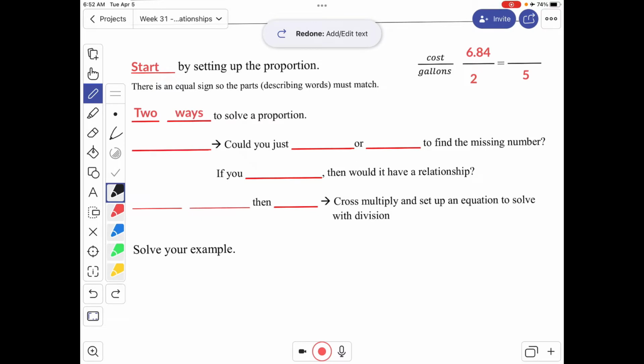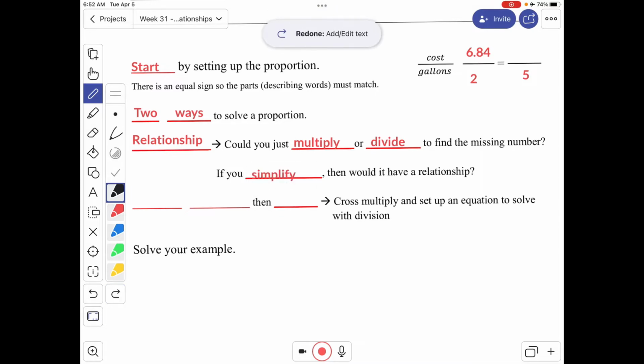There's 2 ways to solve a proportion. First, we can look for a relationship, which means could you just multiply or divide to find the missing number? And sometimes you can, and sometimes you can't. For example, on this one, could you divide 2 by something and get 5? Or could you multiply 2 by something and get 5? Well, if you're really good with your multiplication facts, you might could.